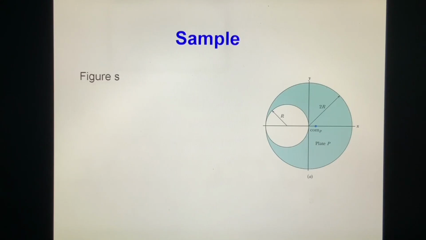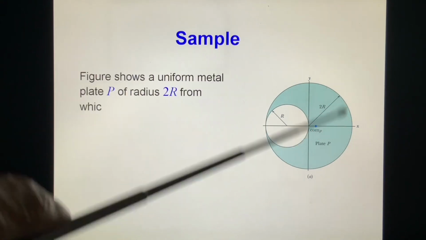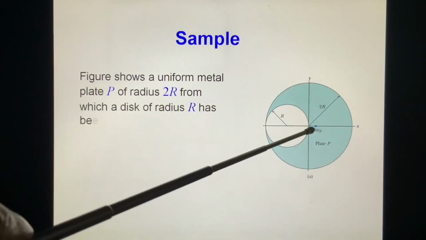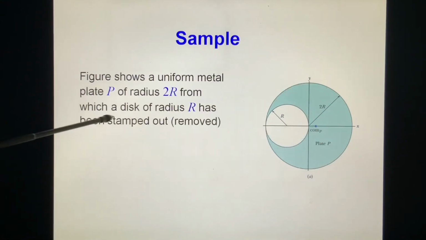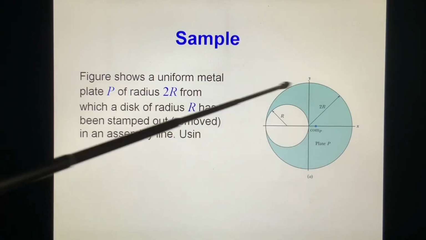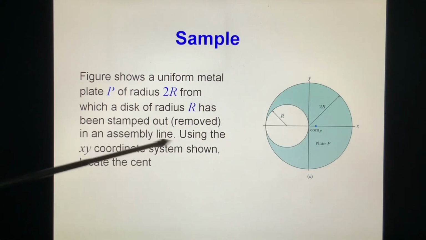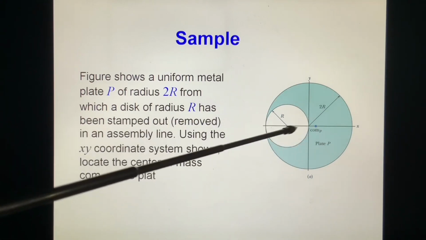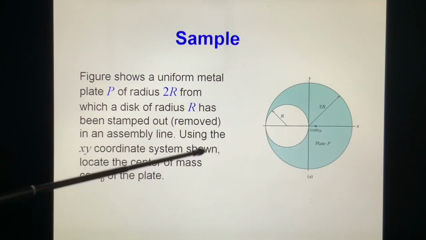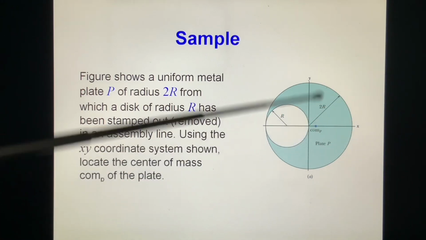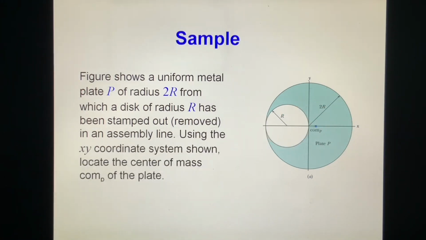Sample problem. The figure shows a uniform metal plate P, of radius 2R, from which a disk of radius R has been removed. Using the xy coordinate system shown, locate the center of mass (COM) of this plate.